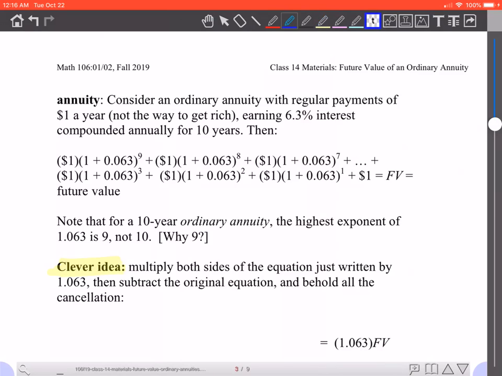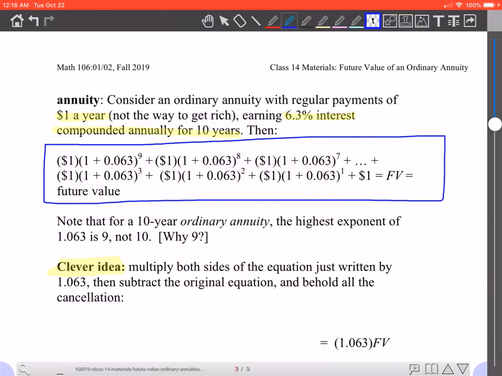So to make the derivation of the formula a little bit easier, we're going to make our deposits smaller. So let's pretend that our deposits are going to be $1 a year. So again, not a lot of money. We're just going to try to simplify the math as much as we can. Let's keep 6.3% for 10 years. So notice what the number sentence looks like. So take a minute, take a look at this number sentence here. So we've got our 10 deposits.